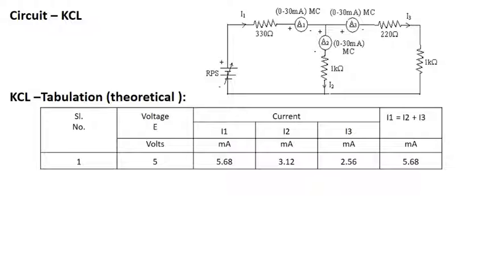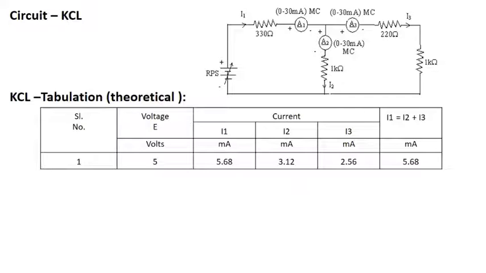I1 5.68 milliampere, I2 3.12 milliampere, I3 2.56 milliampere. And for this specific circuit, we will write KCL at the node: I1 is equal to I2 plus I3. So you need to add these two, I2 plus I3, which is equal to 5.68. So theoretically it is verified.